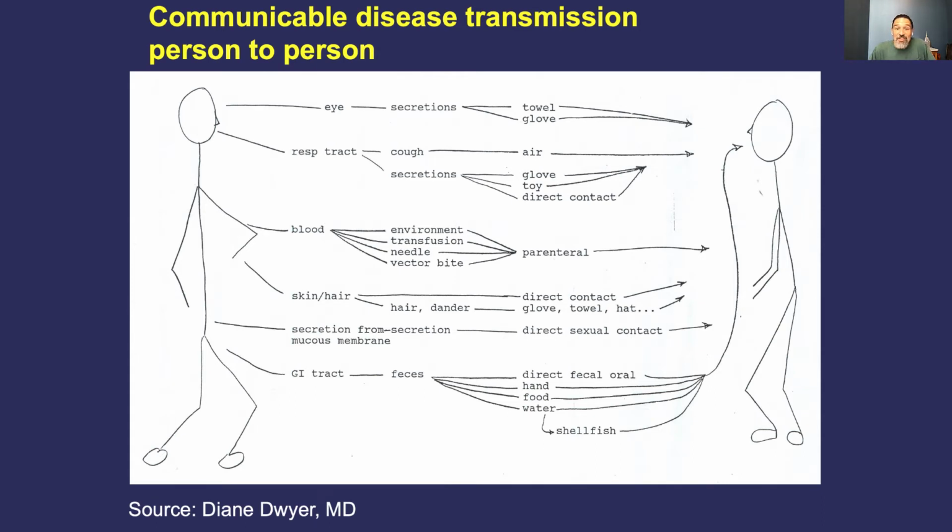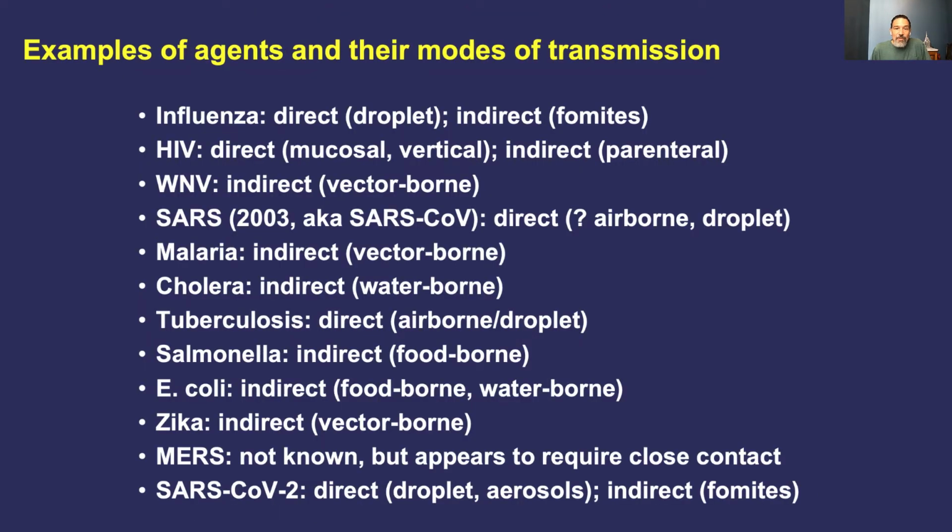This is a schematic which dates at least back to when I took infectious disease epi in graduate school in the 90s, but it shows more detail for person-to-person transmission with the different exit points and entry points of pathogens. And here are some examples of infectious agents and their modes of transmission. HIV is an example of an infection with more than one mode of transmission.